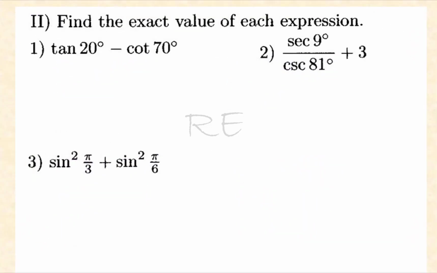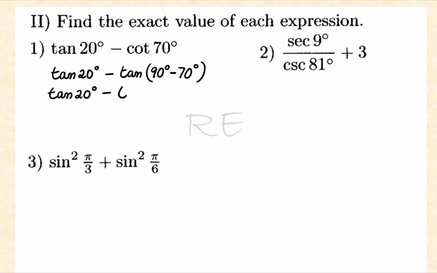Find the exact value of each expression. Tangent 20 minus cotangent 70 degrees. Tangent 20 minus tangent of 90 minus 70, 90 degrees minus 70 degrees. We get tangent 20 degrees minus tangent 20 degrees. And that exact value is 0.